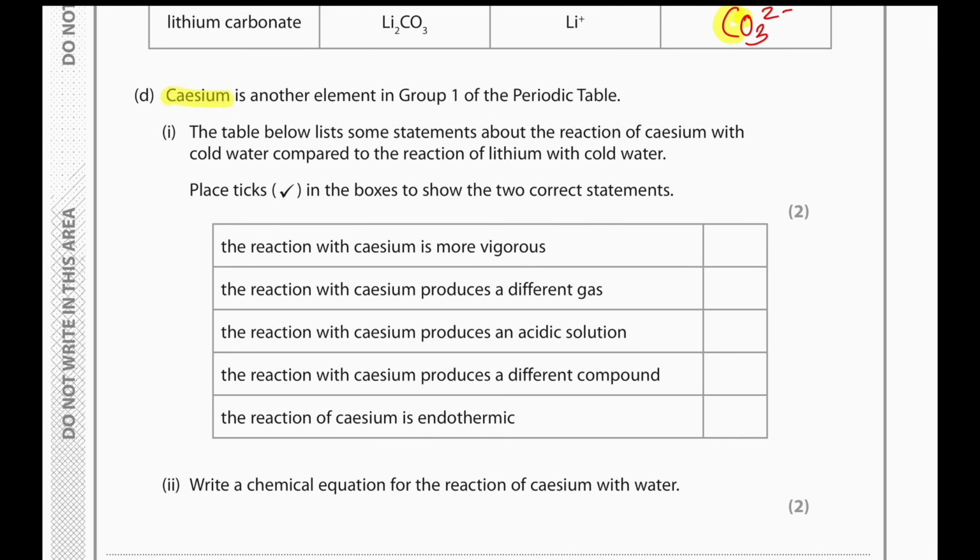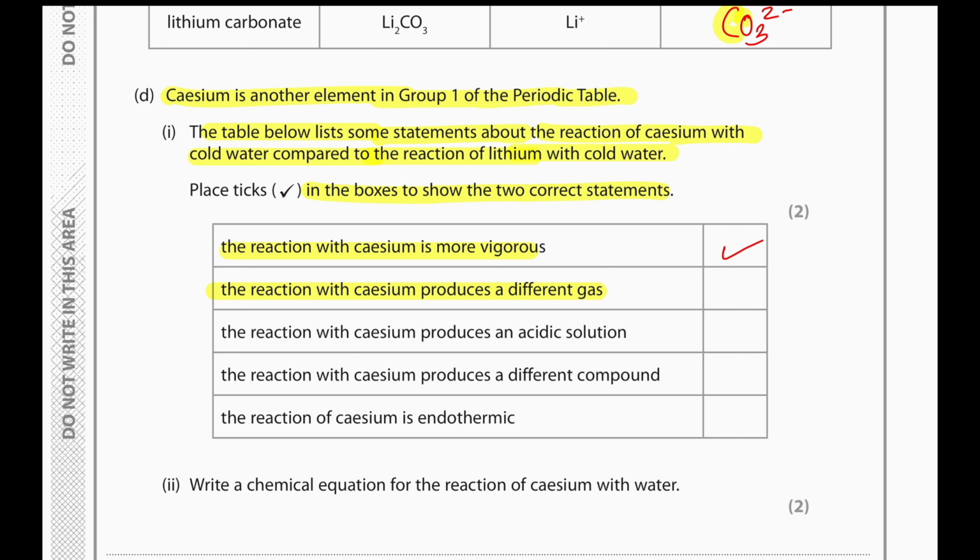Cesium is another element in group 1 of the periodic table. The table below lists some statements about the reaction of cesium with cold water compared to the reaction of lithium with cold water. Please tick in the boxes to show the two correct statements. The reaction with cesium is more vigorous, correct, because cesium is down the group in group 1. That means down the group, the rate of reaction and the reactivity increase, so it's going to be a more vigorous reaction.